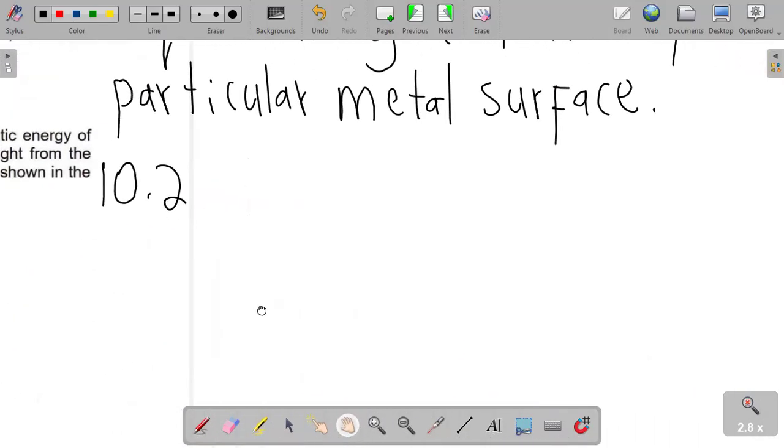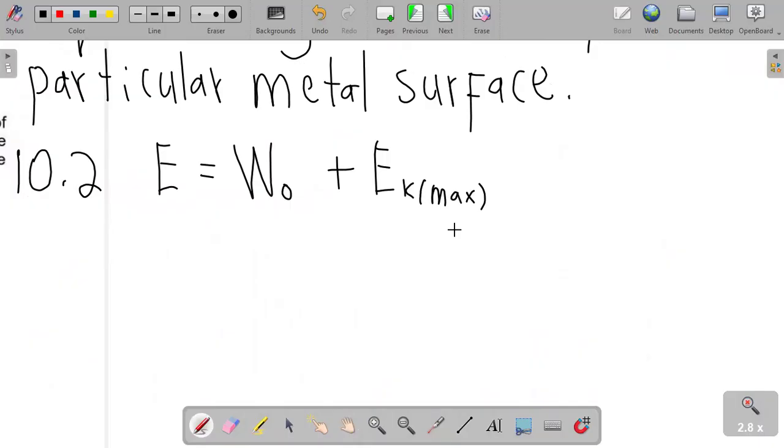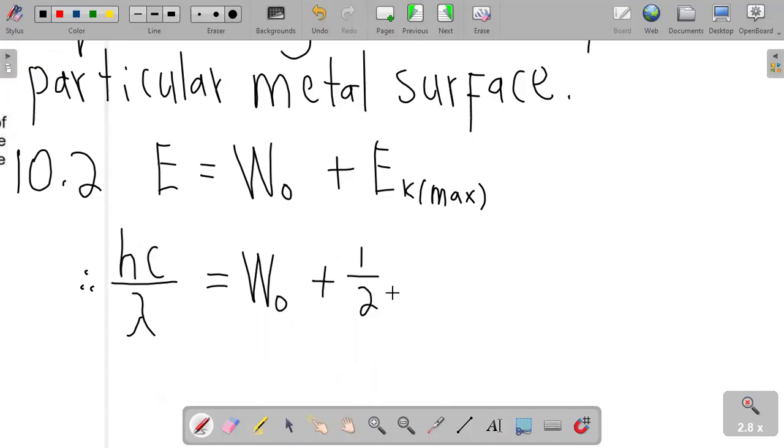So we are going to say E equals work function plus EK max. And then we have to change the EK, the kinetic energy here, such that we have the speed over here. And then here we have to change the E such that we have the wavelength, because what they're asking us for is the wavelength. So we're going to say hc over wavelength equals W0 plus half m v squared max.